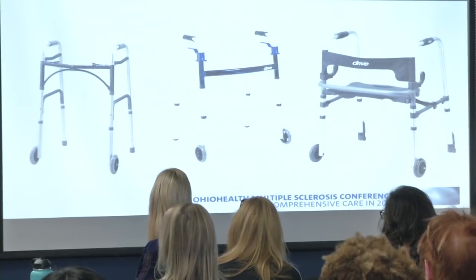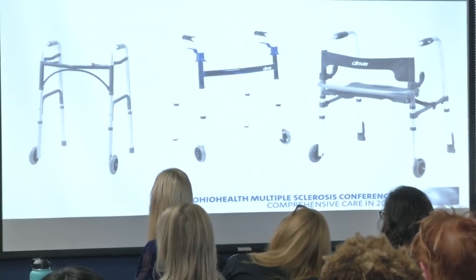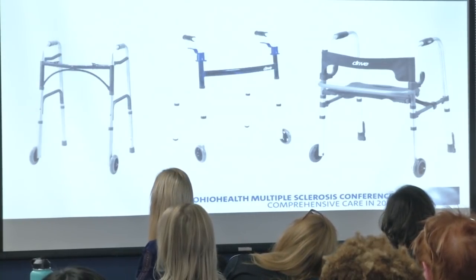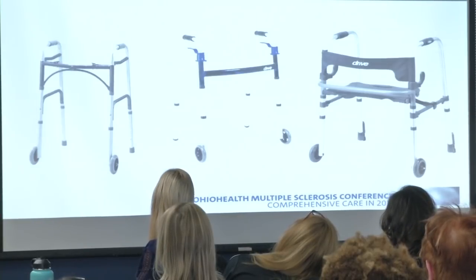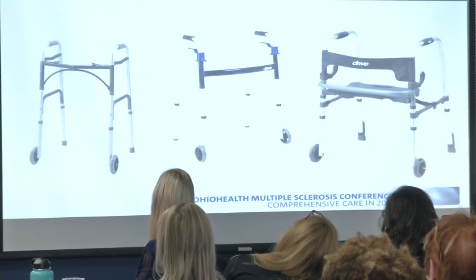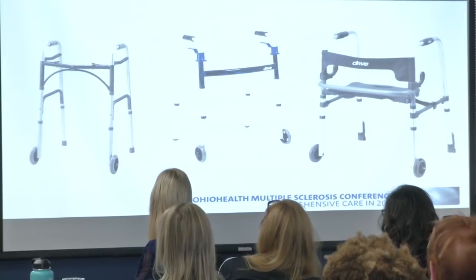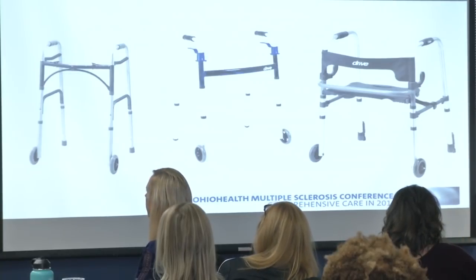Are they going to use it in their home? Are they going to use it in their community? Are they going to use it just at work? What surface do they have? Do they have carpet? If they have carpet, you're going to want a larger wheel. Do they live somewhere where they have a gravel driveway? Can they walk to their mailbox to get the mail with this type of device? Do they have to transition over many different surfaces?